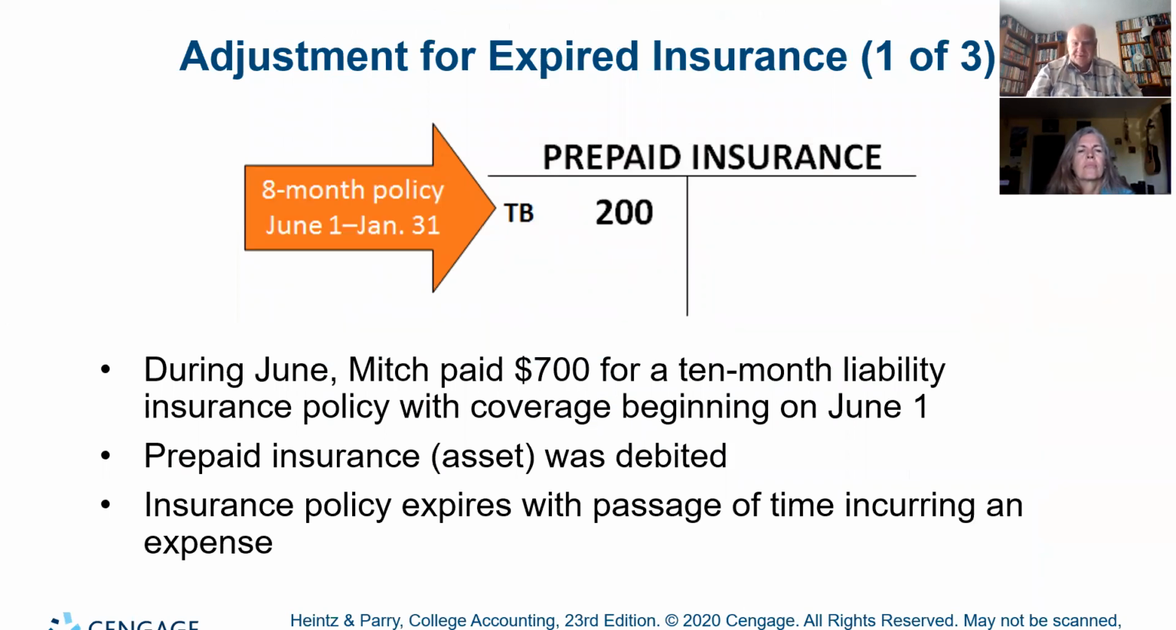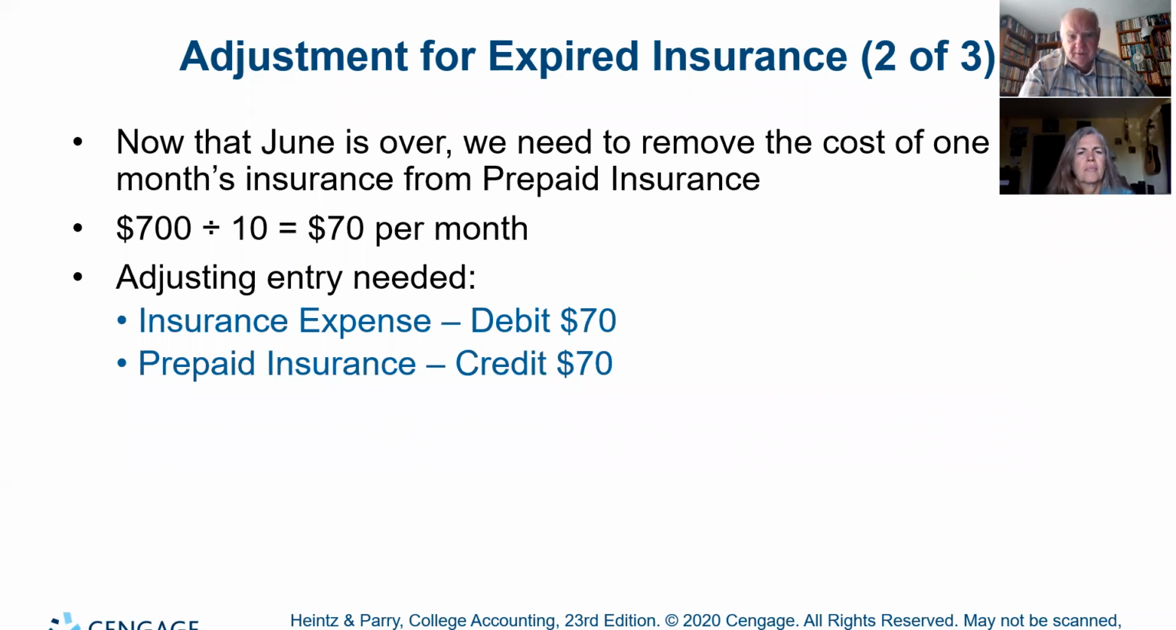Prepaid insurance. He paid $700 for a 10-month policy. That $200 is a misprint. That should be $700 up on top. So this for 10 months is going to be $70 a month. Every month that we had insurance, it's going to cost us $70 in expenses, right? Right. So there's our journal entry. We're going to debit insurance expense, credit prepaids.